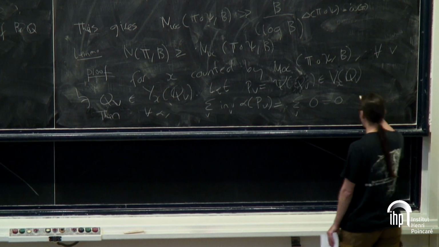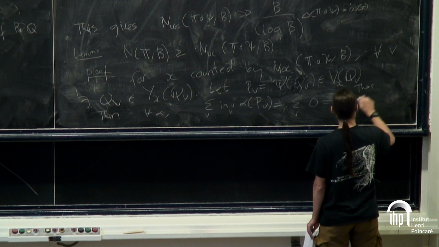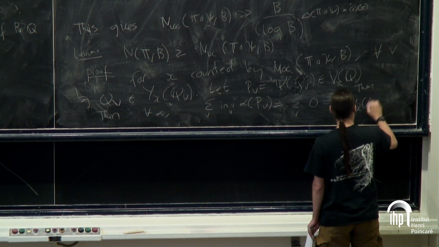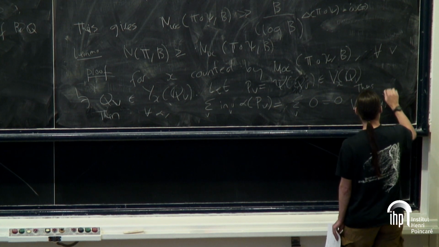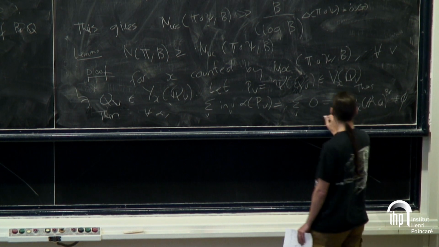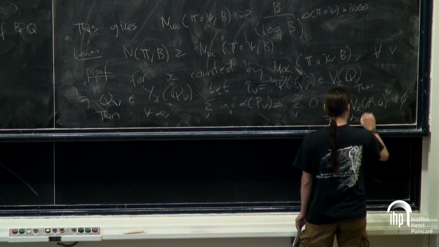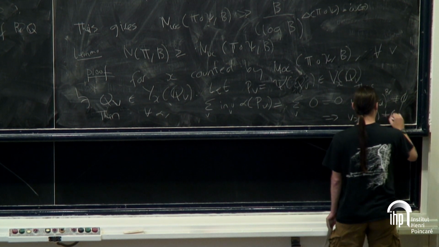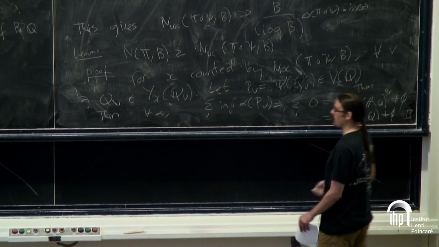Not empty. Yeah, this. There's no Brauer-Manin obstruction for such a fiber. And I assumed Brauer-Manin obstruction was the only one. So I get a rational point in the fiber, which is what I wanted to show.